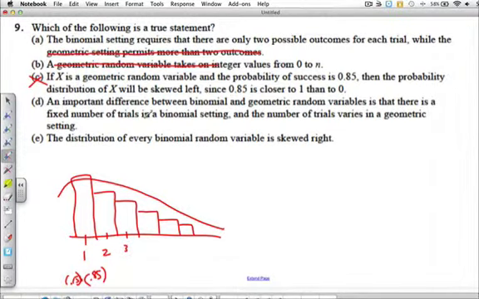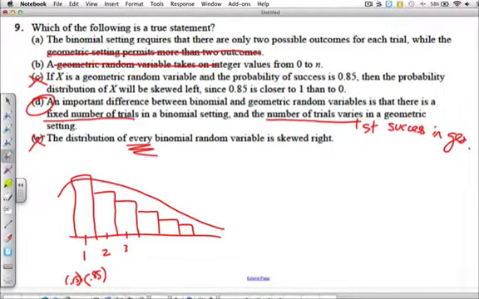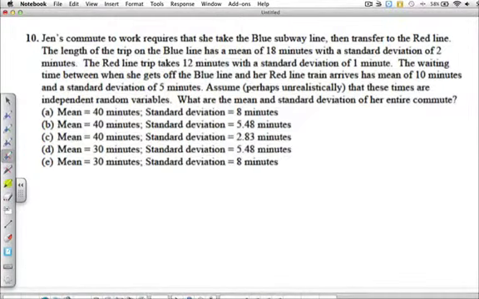And D. An important difference between binomial and geometric random variables is that there are a fixed number of trials in a binomial setting, and the number of trials varies in a geometric setting. That's true because we're just looking for the first success in geometric. I mean, theoretically, the first success could be on the 227th trial, depending on the probability. We just don't know. So there's lots of different values that it could take on. And E is not true either. The distribution of every binomial random variable is not skewed right. Words like every, dangerous.